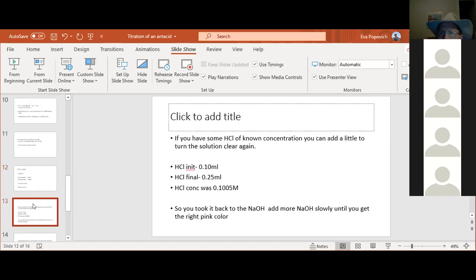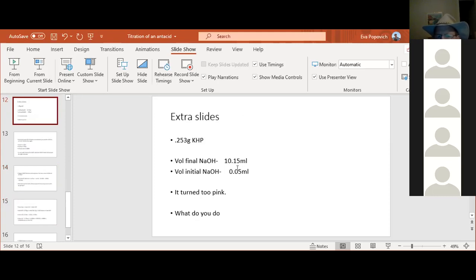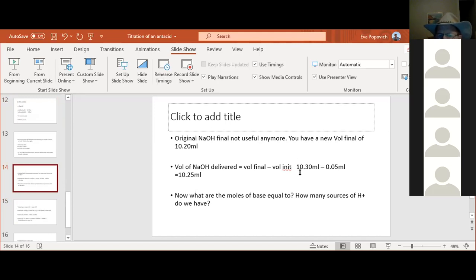So if I have some HCl of known concentration, I can add a little of it to make the solution clearer. My HCl was 0.10 milliliters. My final HCl was 0.25 milliliters. And the concentration was 0.1005. I then put it back under the NaOH and added more NaOH until I got the right color. So, if you notice, the first time I did the titration, I ended up with my final volume of NaOH of 10.15. When I did it the second time, my final volume was 10.30.